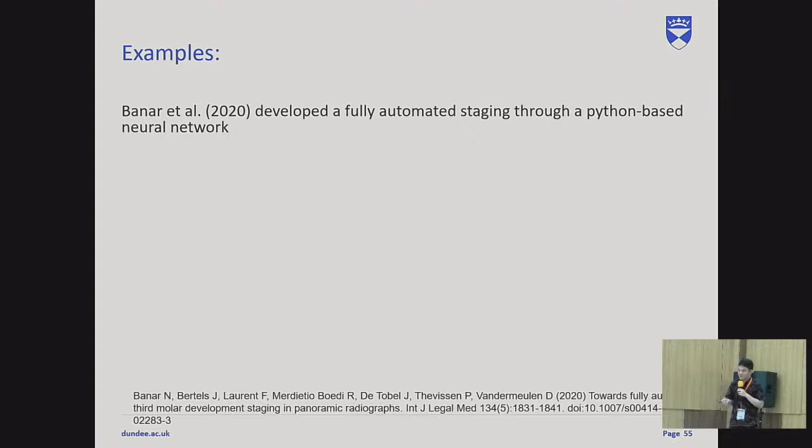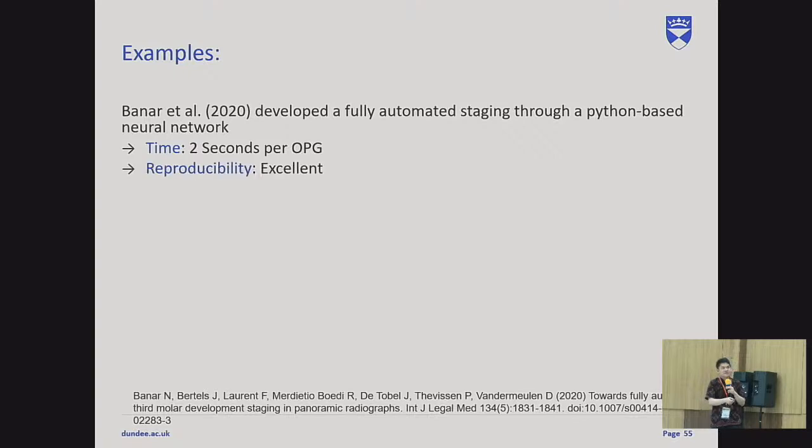I will give you some examples. This is my research in 2020. We developed a fully automated staging. You give the computer the OPG and it will give you a stage. The time is really fast, 2 seconds, and it gives you the whole stage. Reproducibility is excellent, but the reliability, the accuracy, is just 54%. So it's bad.